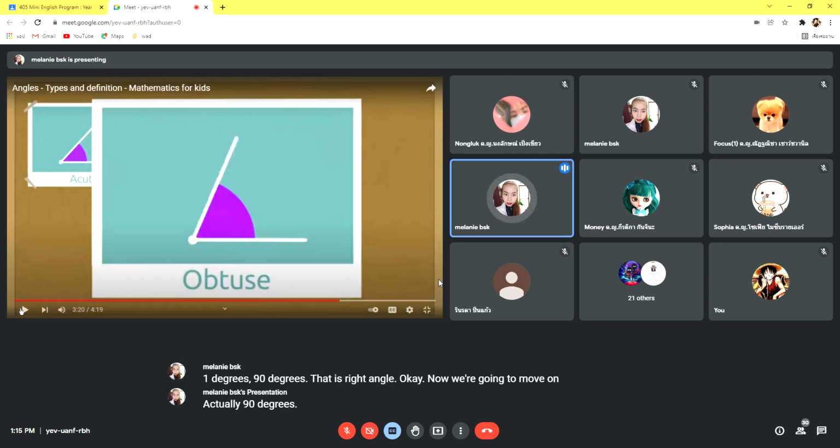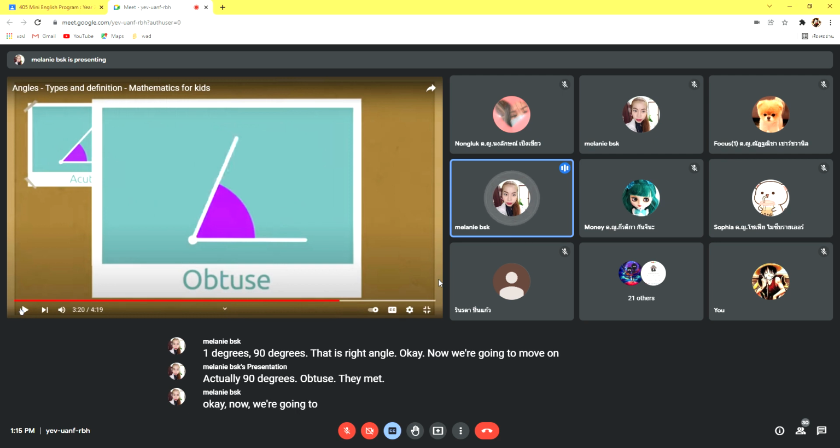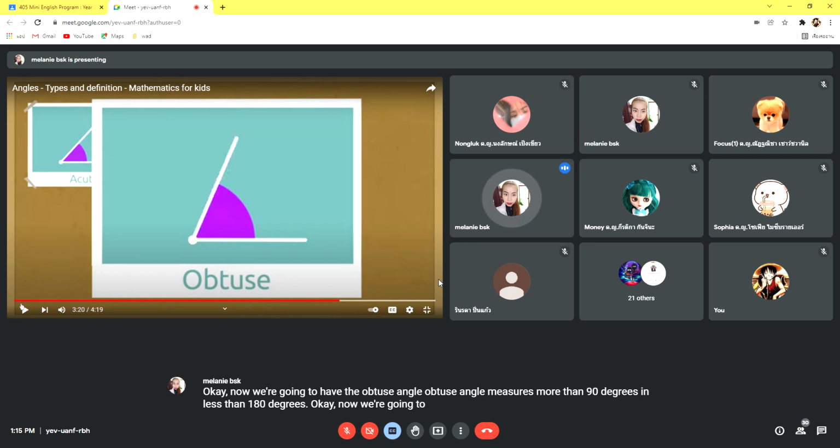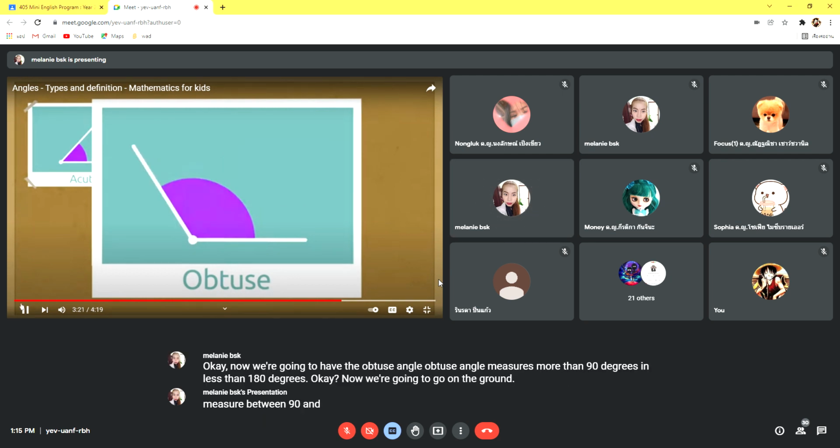Now we're going to have the obtuse angle. Obtuse angle measures more than 90 degrees and less than 180 degrees, between 90 and 180 degrees. Okay, now we're going to go on, children.